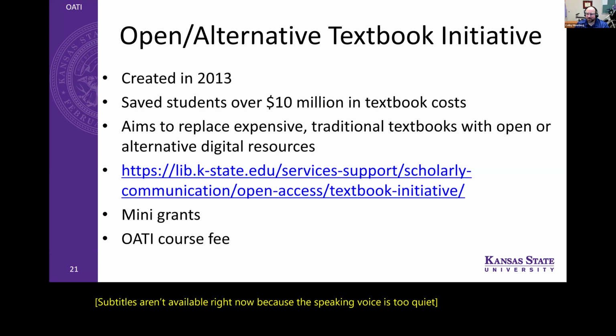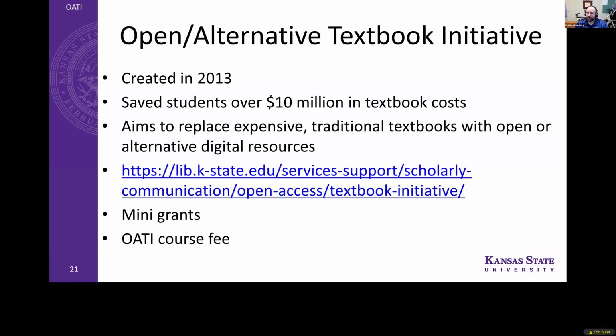So we have small grants that faculty can apply for. I know some of you that are here have applied and received some of those grants. The grants are currently up to $10,000. The usual amount is between $2,500 and $5,000, and we try to save the larger grants like $10,000 for courses that have either a large enrollment or a large potential for saving students money. So that's the background on that program.